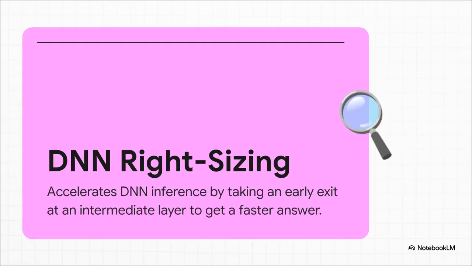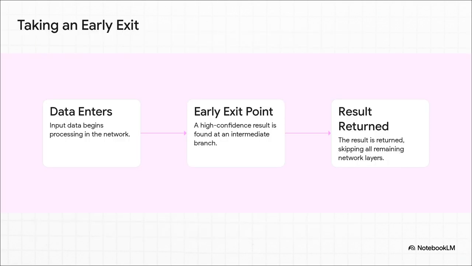But what if your network is still a little choppy? What if even that relay race is taking too long? This is where Edgent's second secret weapon comes into play, DNN right sizing. And this is all about knowing when an answer is good enough so you can stop early. You see, the AI model is actually trained with these special early exit points. So as your data is flowing through the network's layers, the model is constantly asking itself, how sure am I? If it gets, say, 95% confident that it has the right answer after just a few layers, Edgent can just go, yep, that's good enough, and return the result, skipping all the remaining work. It's kind of like getting off the highway at an earlier exit because you're already close enough to where you're going.